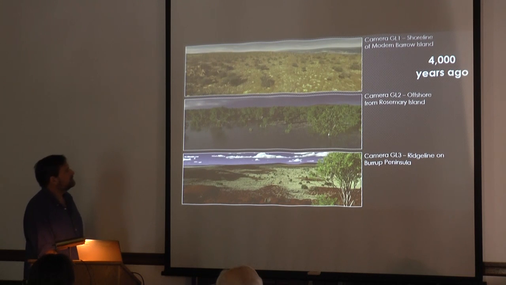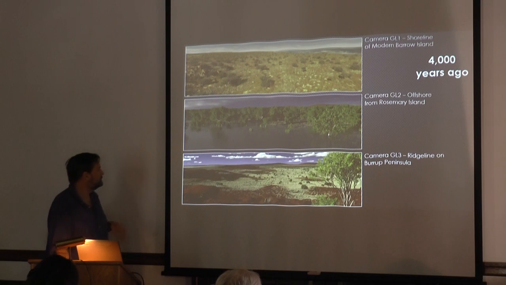Here's the same views from 4,000 years ago. You can see the shoreline is coming in at the top. Offshore from Rosemary Island, it's already inundated, but it's still pretty shallow, and you have this mangrove forest which is growing there. And a little bit drier on the ridgelines.